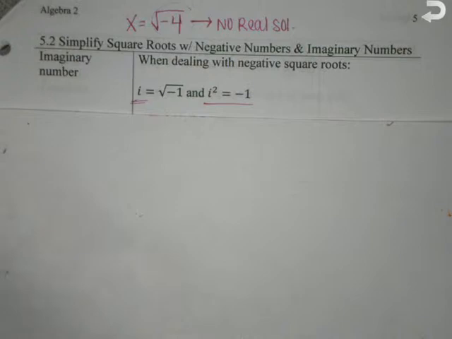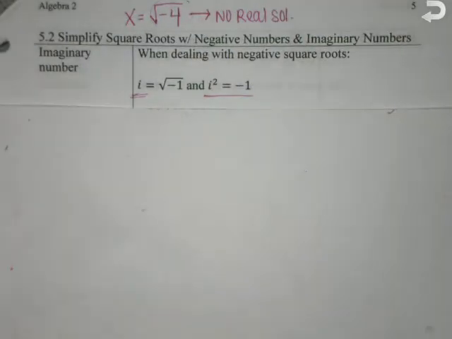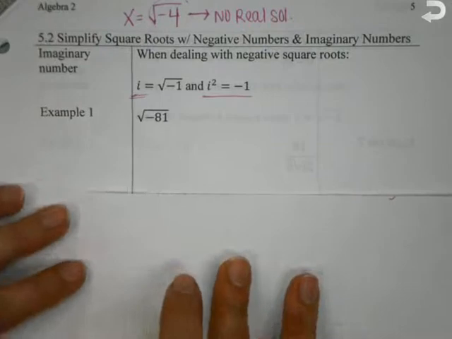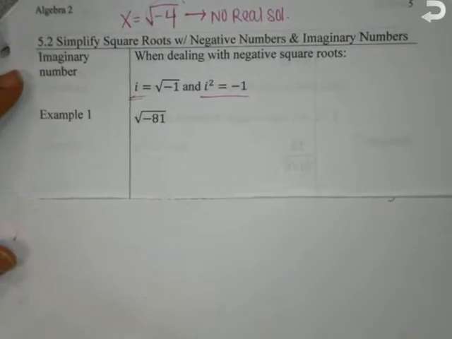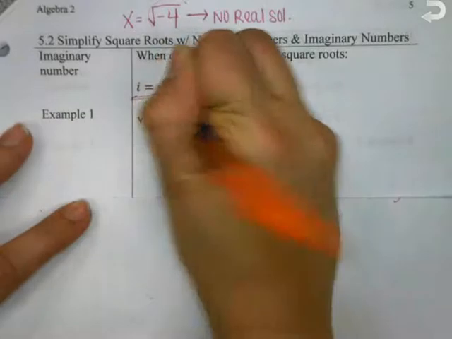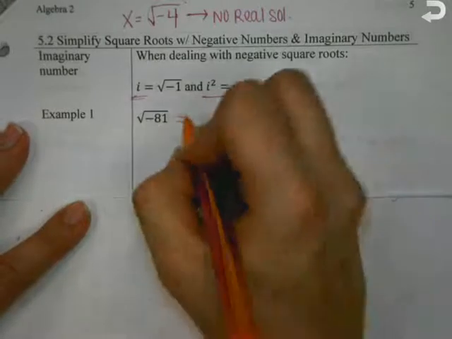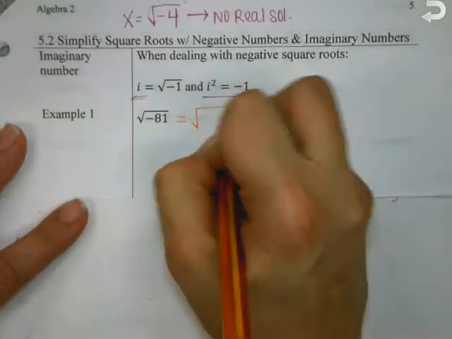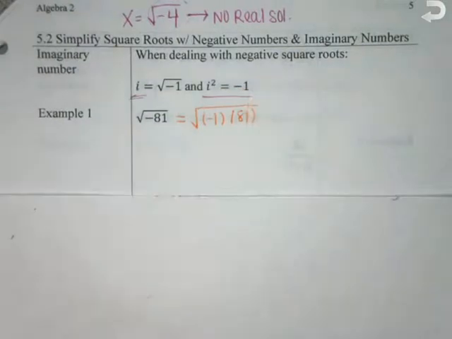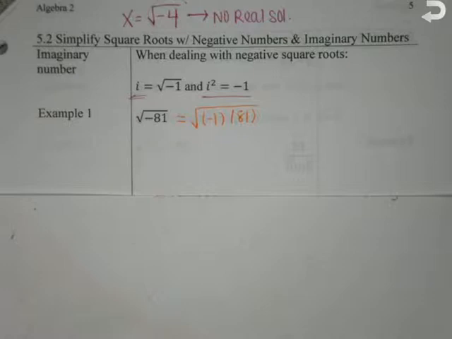Okay, so now the rest is all just examples for us. That's all we need to know. So example 1, square root of -81. Now for this one, I'm going to write it all out first. So the square root of -81 is the same as the square root of -1 times 81. Do you guys agree with that? -1 times 81 is how I got the -81.